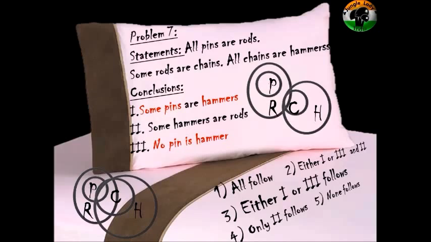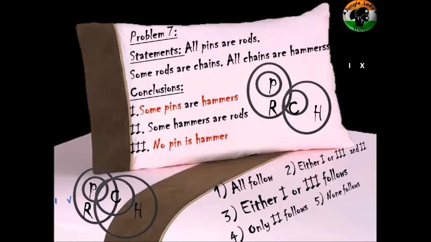For the first diagram, conclusion 1 says some pins are hammers. So pins P and H, there is no relation between P and H in the first diagram, okay? For conclusion 1, it is X in diagram 1. Now please look at diagram 2 at the bottom. What is the relation between pins and hammers? They are intersecting. So conclusion 1 is true for diagram 2.